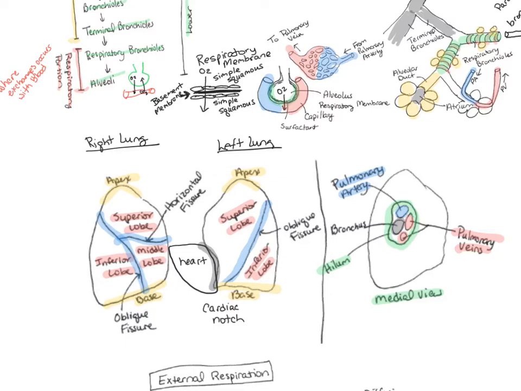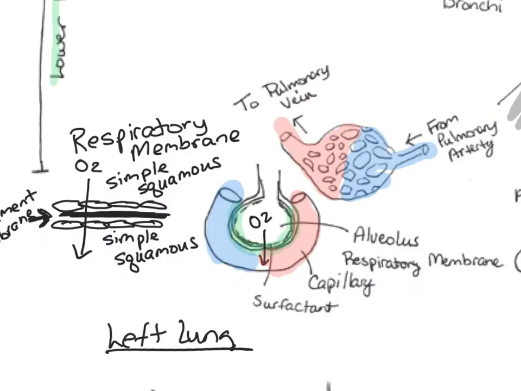Let's see, one more thing I want to go back and look at. This alveolus. So normally on the alveolus, there are these cells that are going to produce a substance called surfactant.